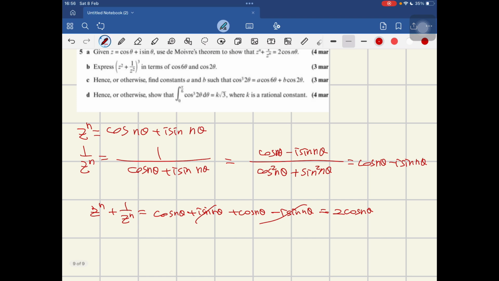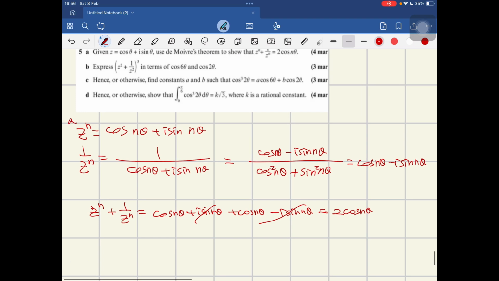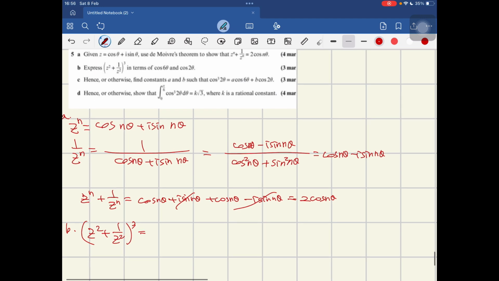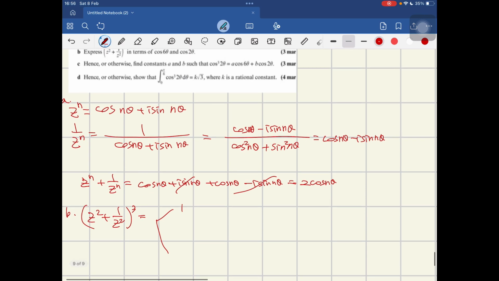Number B. (z squared plus 1 over z squared) cubed. I'll solve this with two different methods. Not different methods, just from here: because z squared plus 1 over z squared is 2 cos 2 theta, cubed, we get 8 cos cubed 2 theta.